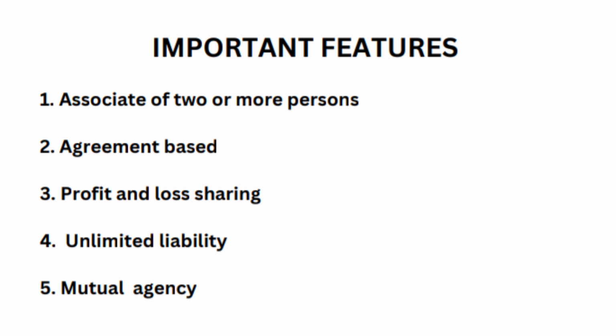The second one is agreement based. A partnership is formed through an agreement, and that agreement may be written or oral. This agreement is known as the partnership deed, which outlines the terms like profit sharing ratio, capital contribution, and all the duties of the partners.